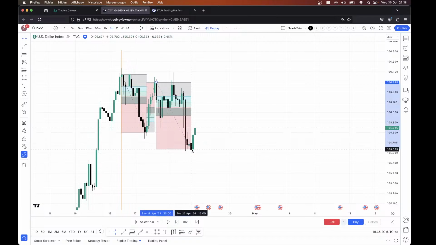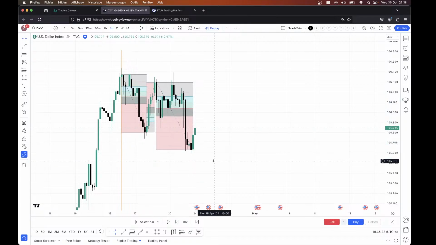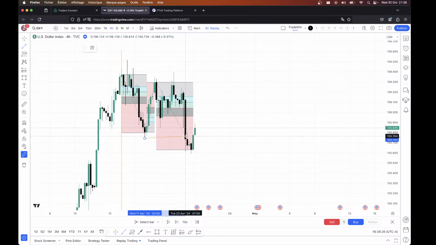Okay, we seem to have created a pivot point here. Do you see that? With a huge break of structure at this point. This confirms that maybe we are going down further. But at this step, I don't know, because what I'm expecting is again price to come back here.